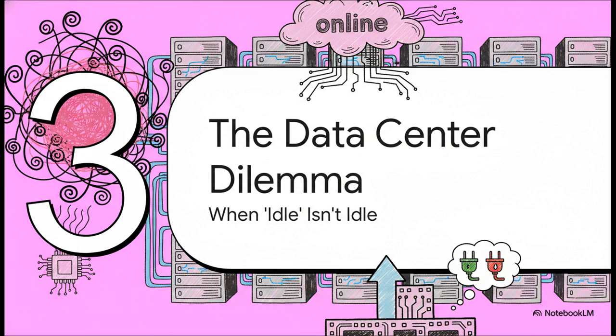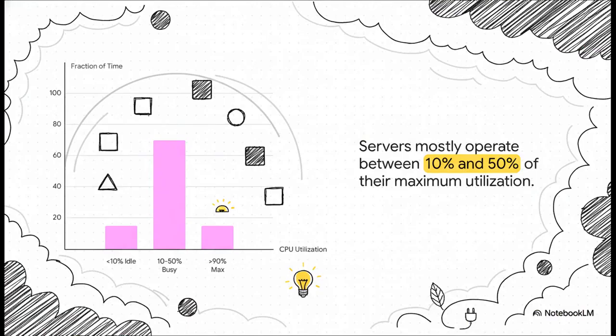And that brings us to the data center dilemma. So let me ask you this. How busy are the servers that run the internet? You'd probably guess they're either off or just pegged at 100% all the time, right? Well, the reality is actually pretty surprising. This data from thousands of real servers shows they spend most of their lives in this low to medium activity state. And why is that?